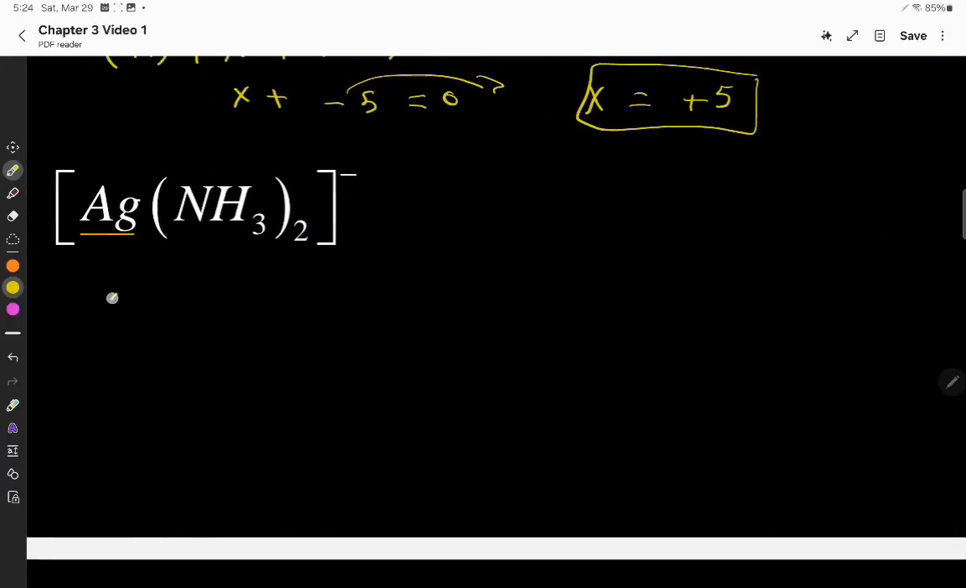Ag is X plus NH3, all of it must be 0, because this is negative 3 and this is positive times 3, that will be positive 3. So all of this will be 0. 0 times 2, that will also be 0. X plus 0 equals negative 1. So X equals negative 1.